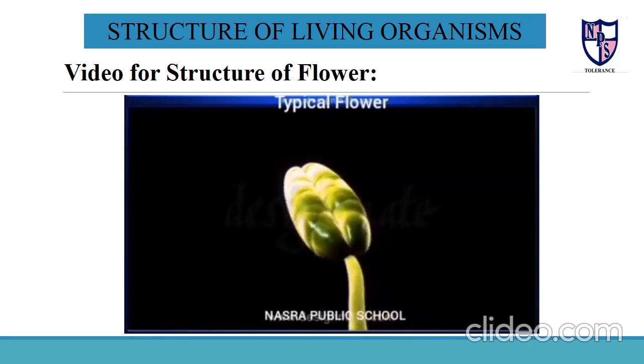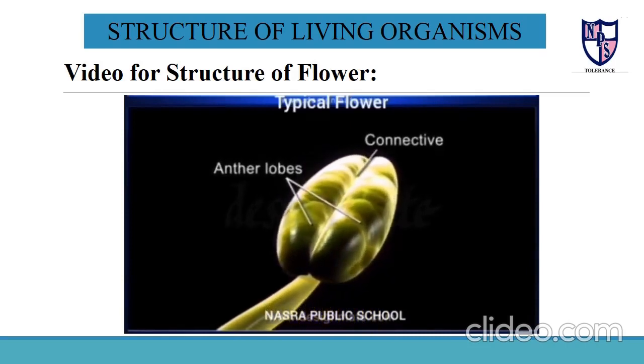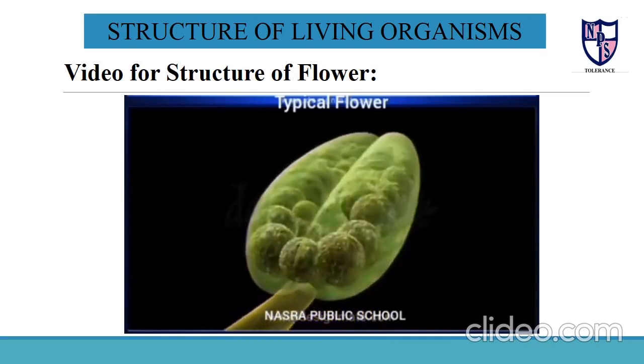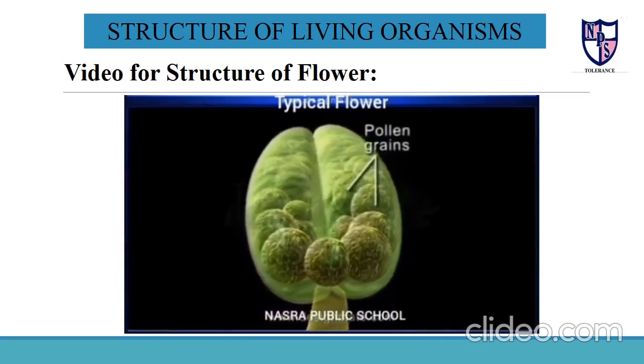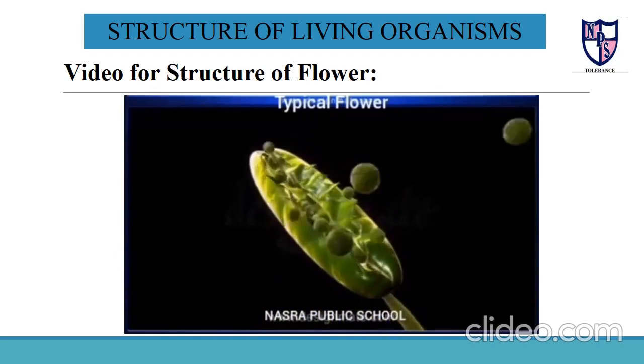The anther of this flower has 2 anther lobes joined with the help of a connective. Each of these contains numerous pollen grains. When the anther matures, these pollen grains are released.